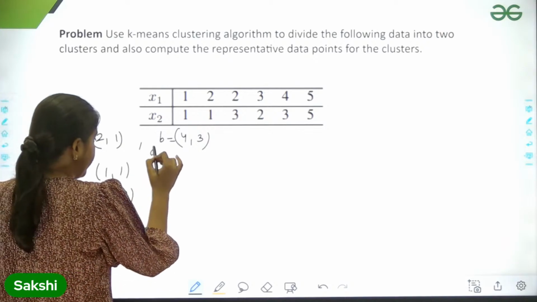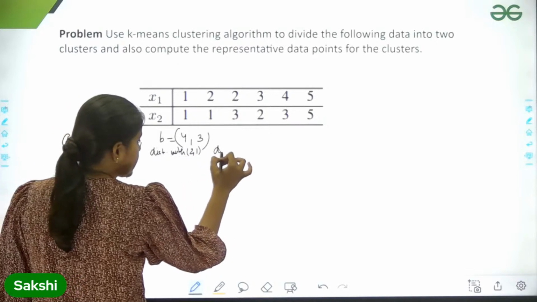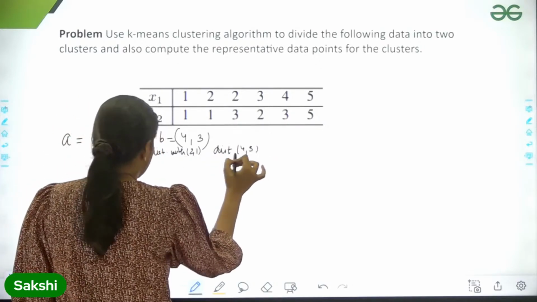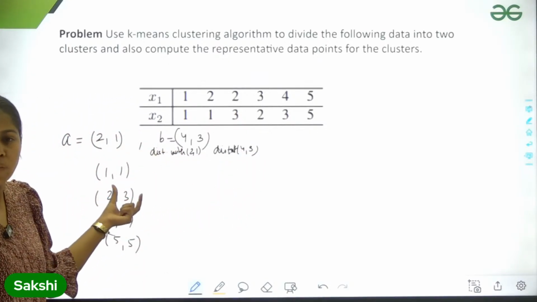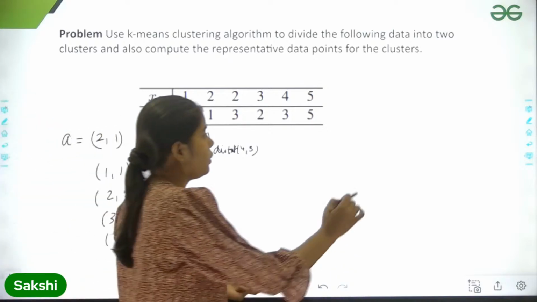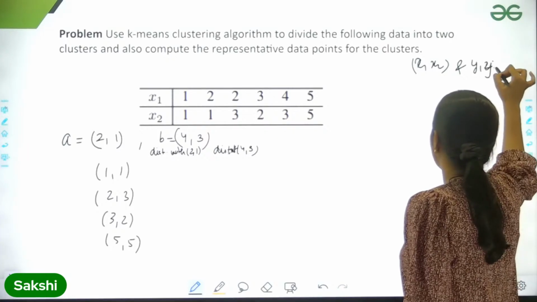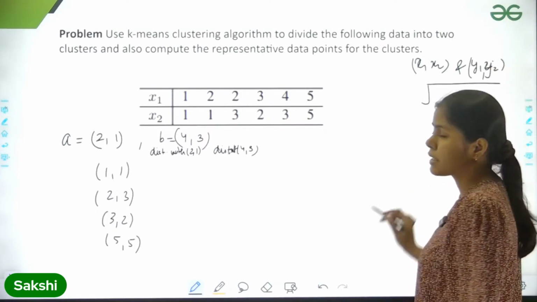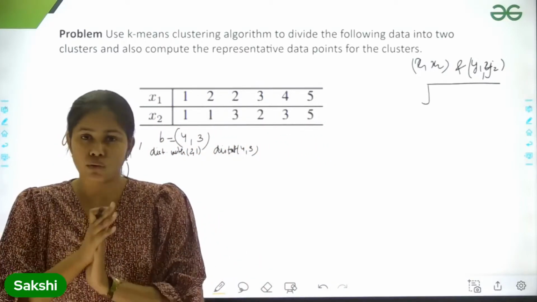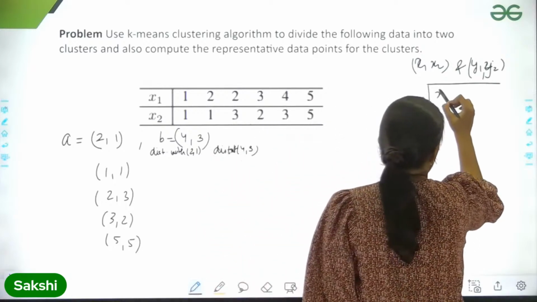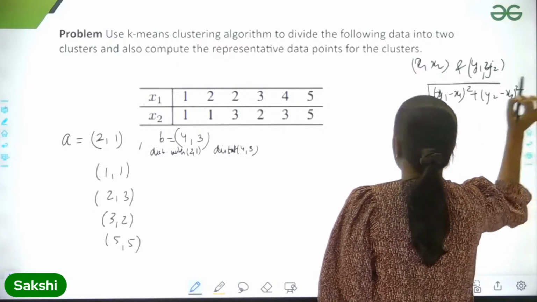So let's say I'll find the distance of each point with 2 comma 1 and with 4 comma 3, right? First, find the distance of 2 comma 1 and 1 comma 1. I already told you that if I have 2 points, x1, x2 and y1, y2, then to find the Euclidean distance, if the type of distance is not given, we are going to use Euclidean distance, and that is the square root of (y1 minus x1) square plus (y2 minus x2) square. That is your distance formula, right?